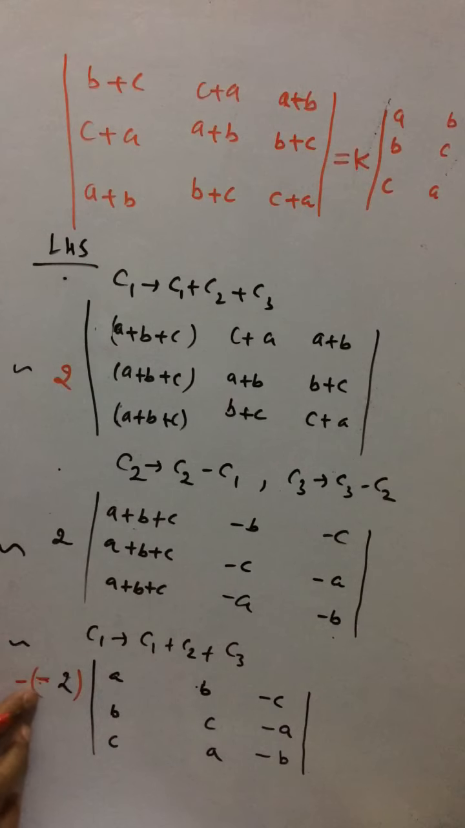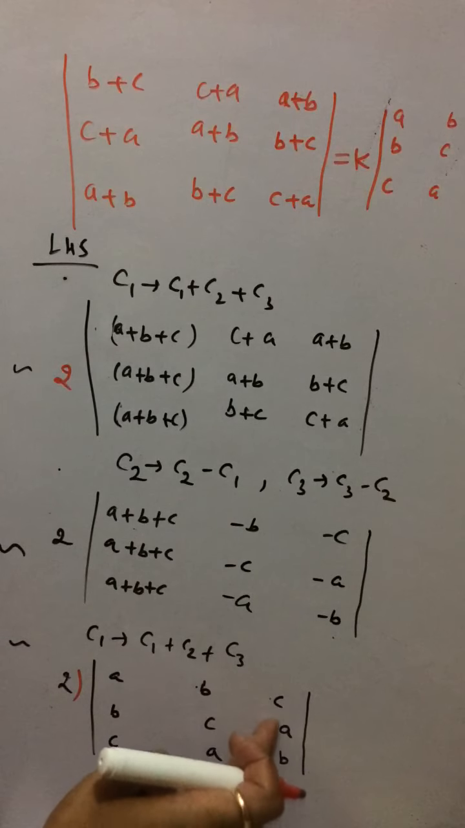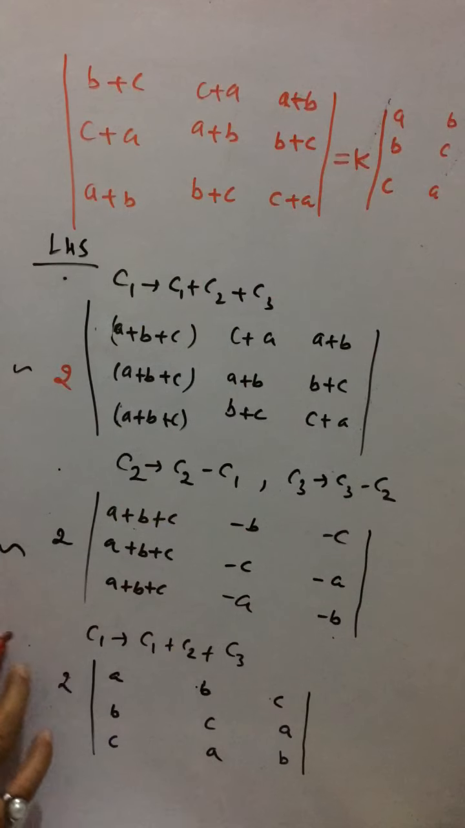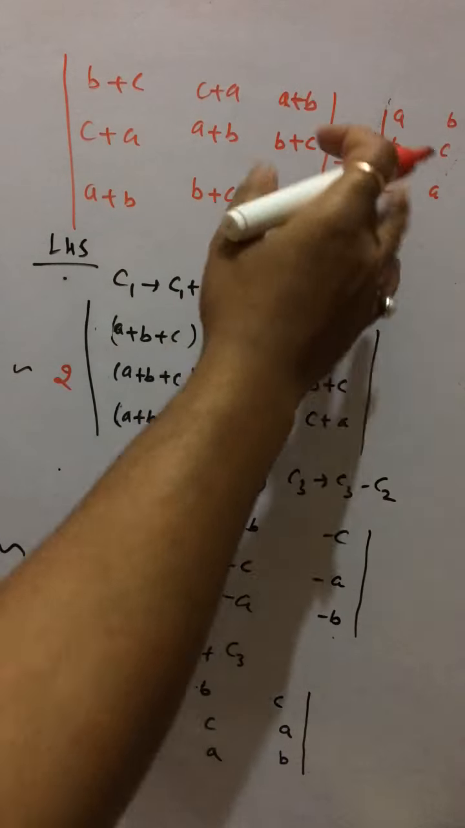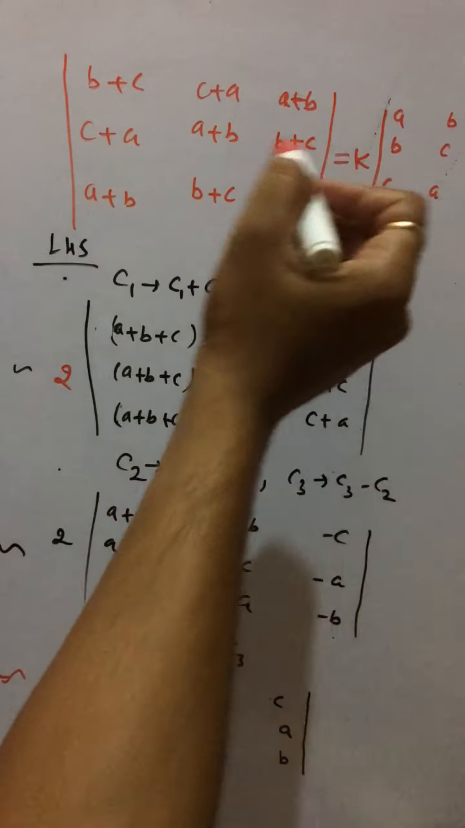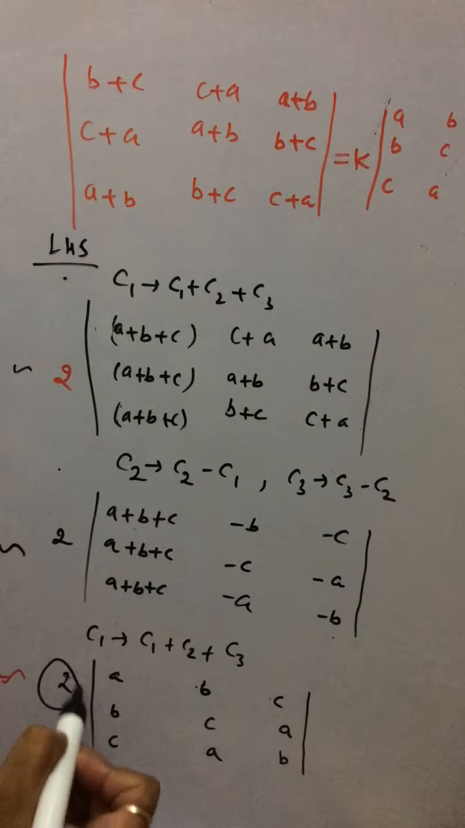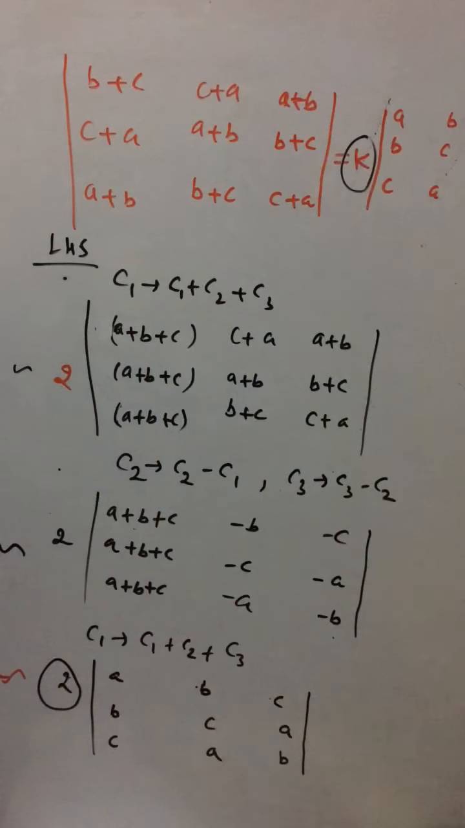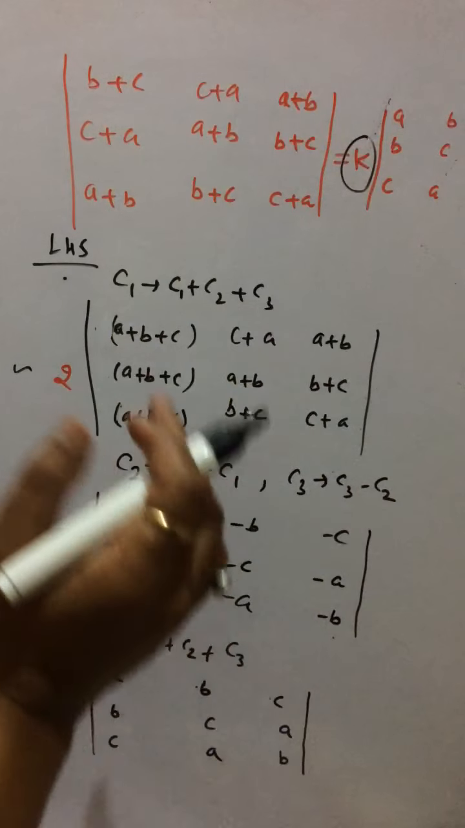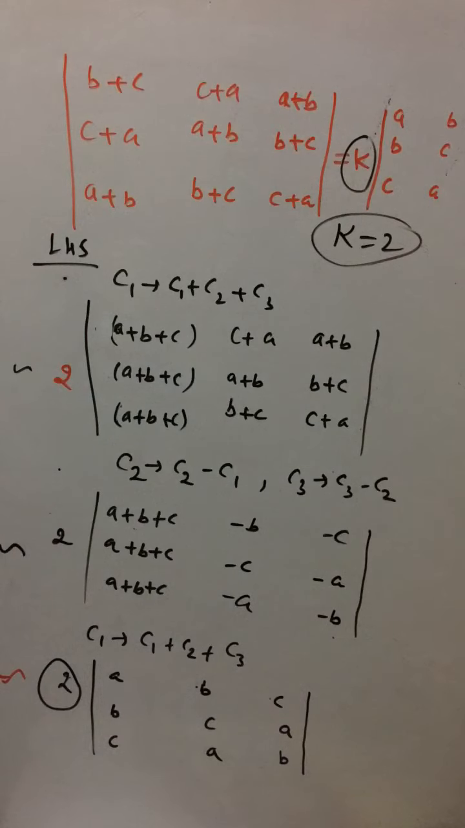All right, so now you're getting the same identical value, and when you compare this with the right hand side, you'd get the value of k equal to 2. When you compare the result with the right hand side, you'd get k equal to 2 as the answer. Thank you very much for watching this video.